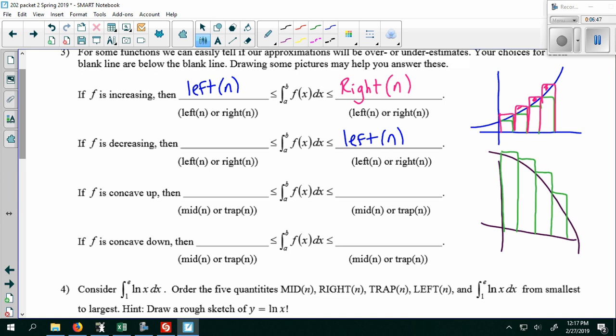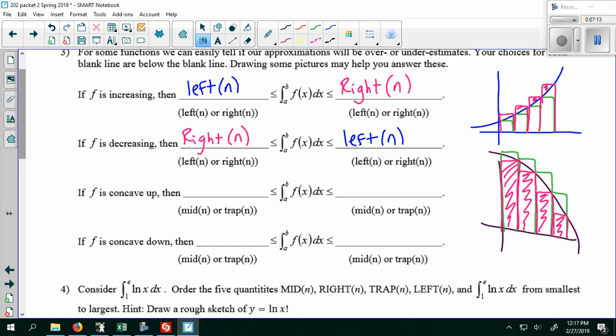And right n, when I draw right rectangles, I get a picture that looks like this. So these pink rectangles are an underestimate of the curve. So I put right n over here, less than the exact value of the integral.